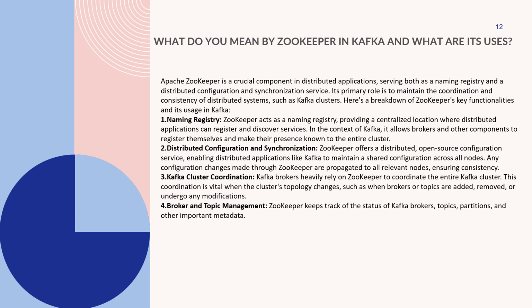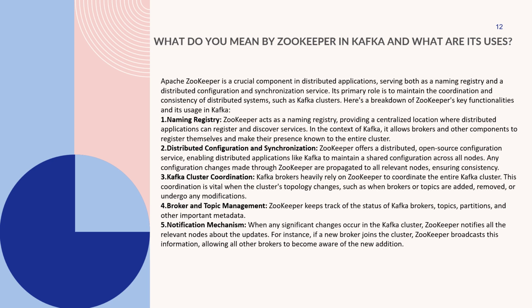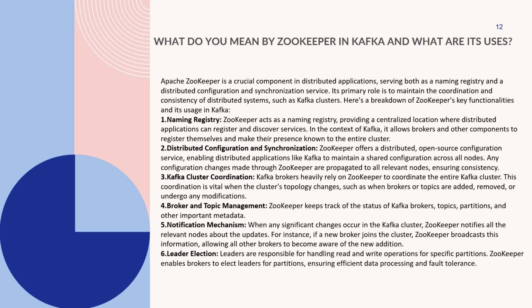Fourth is broker and topic management. Zookeeper keeps track of the status of Kafka brokers, topics, partitions, and other important metadata. Fifth is the notification mechanism. When any significant change occurs in the Kafka cluster, Zookeeper notifies all the relevant nodes about the updates. For instance, if a new broker joins the cluster, Zookeeper broadcasts this information, allowing all other brokers to become aware of the new addition.